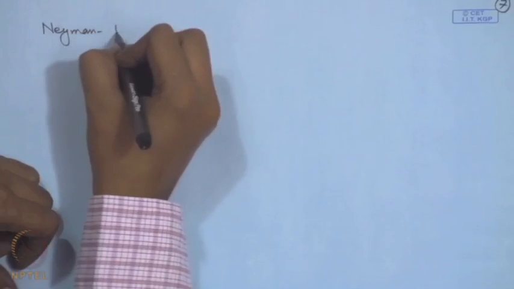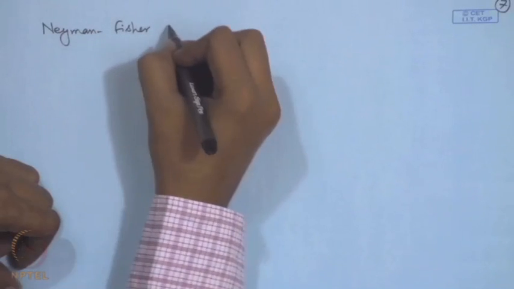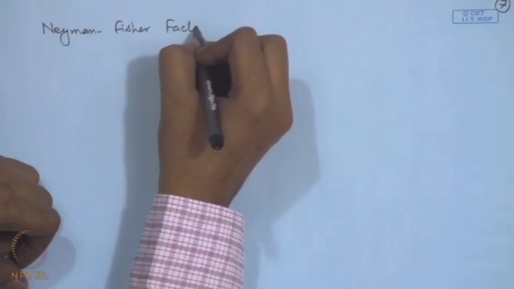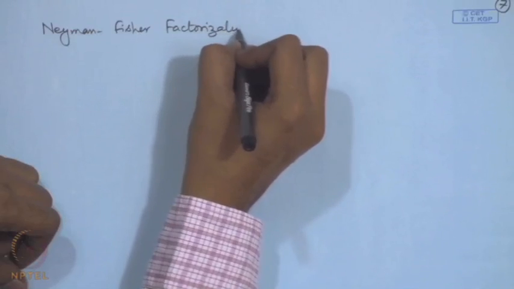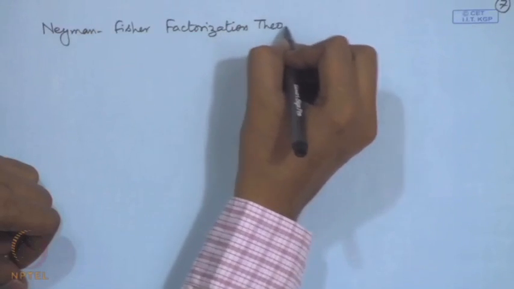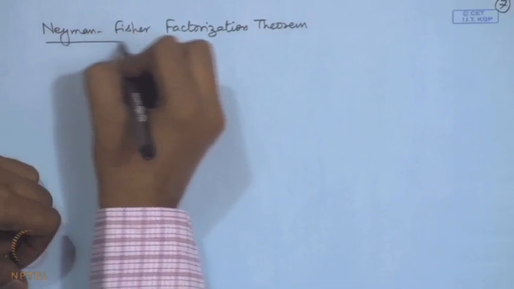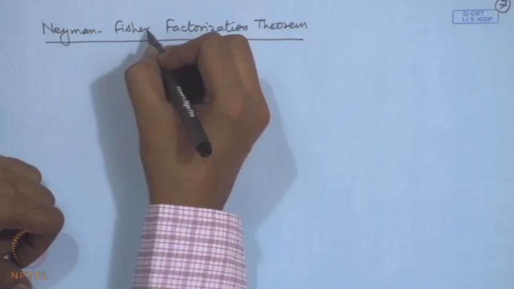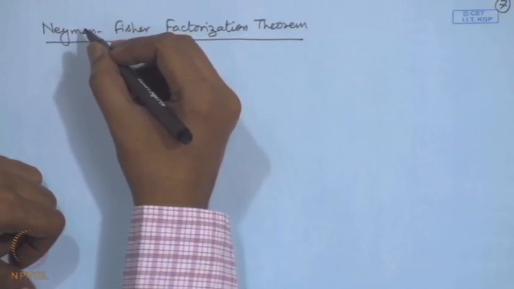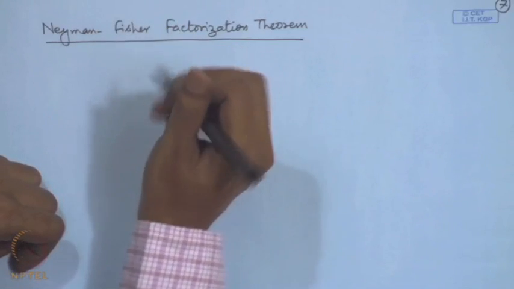Fortunately for this, there is an important result called the factorization theorem, which readily produces the sufficient statistics. So, this is known as the Neyman Fisher factorization theorem. Named after R. A. Fisher and Jerzy Neyman, who proved it in around 1939.